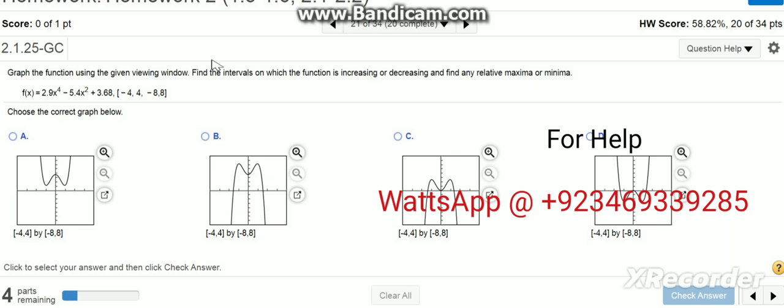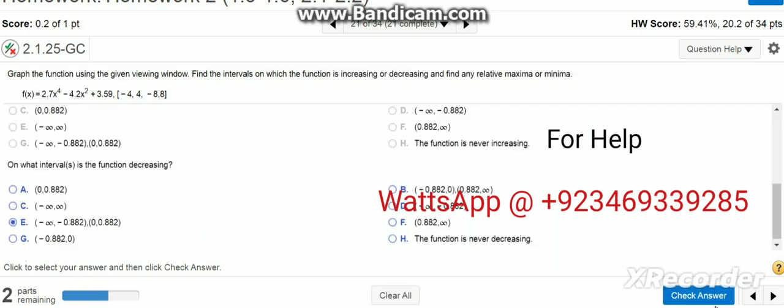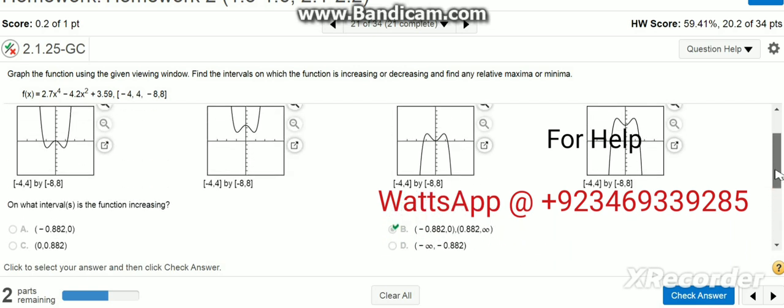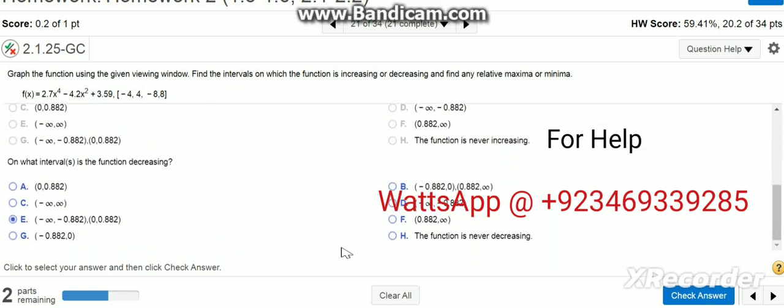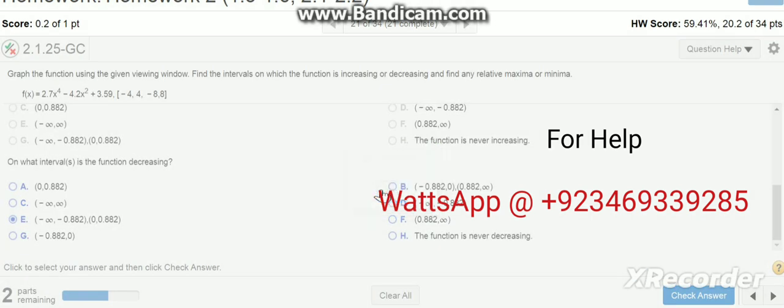Graph the function using the given window. Find the intervals on which the function is increasing, decreasing, and find any relative maxima or minima. So in A, f of x is this, minus 4 into minus 8 into 8. So let's check it. The function is increasing from 0 to 0.8 and 0.8 to infinity. Now let's check where it's decreasing, minus infinity to this and 0 to this. Yeah, fantastic, thank you.